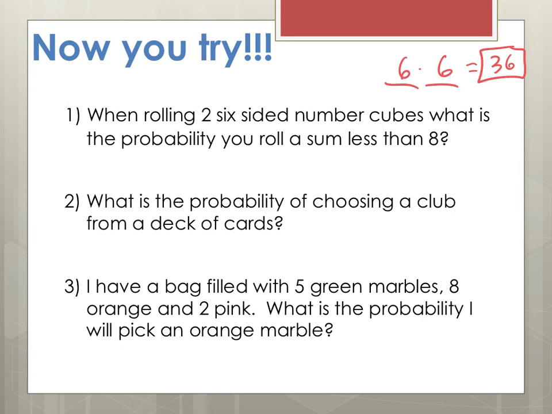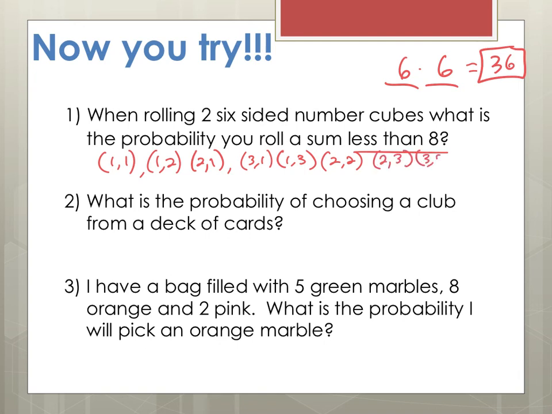So sum of less than 8. Well, less than 8 would be a sum of 7, sum of 6, sum of 5, sum of 4, sum of 3, sum of 2. So I'll write those out. Well, sum of 2, the only way you can get is a 1, 1, right? So there's one option there. A sum of 3 would be a 1, 2, or you could get a 2, 1. A sum of 4, we could get a 3, 1, a 1, 3, or a 2, 2. A sum of 5 would be a 2, 3, 3, 2. We could also get a 4, 1, or a 1, 4.